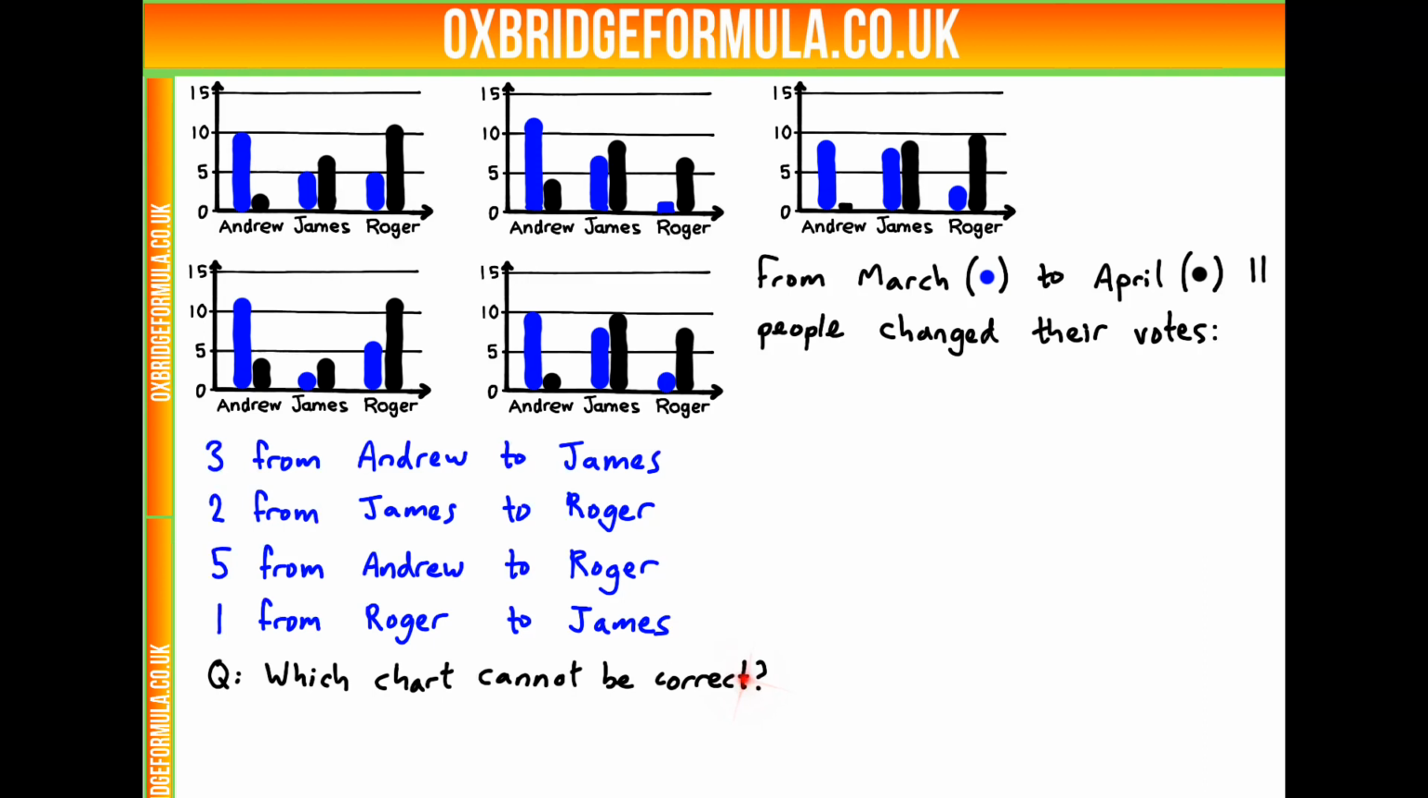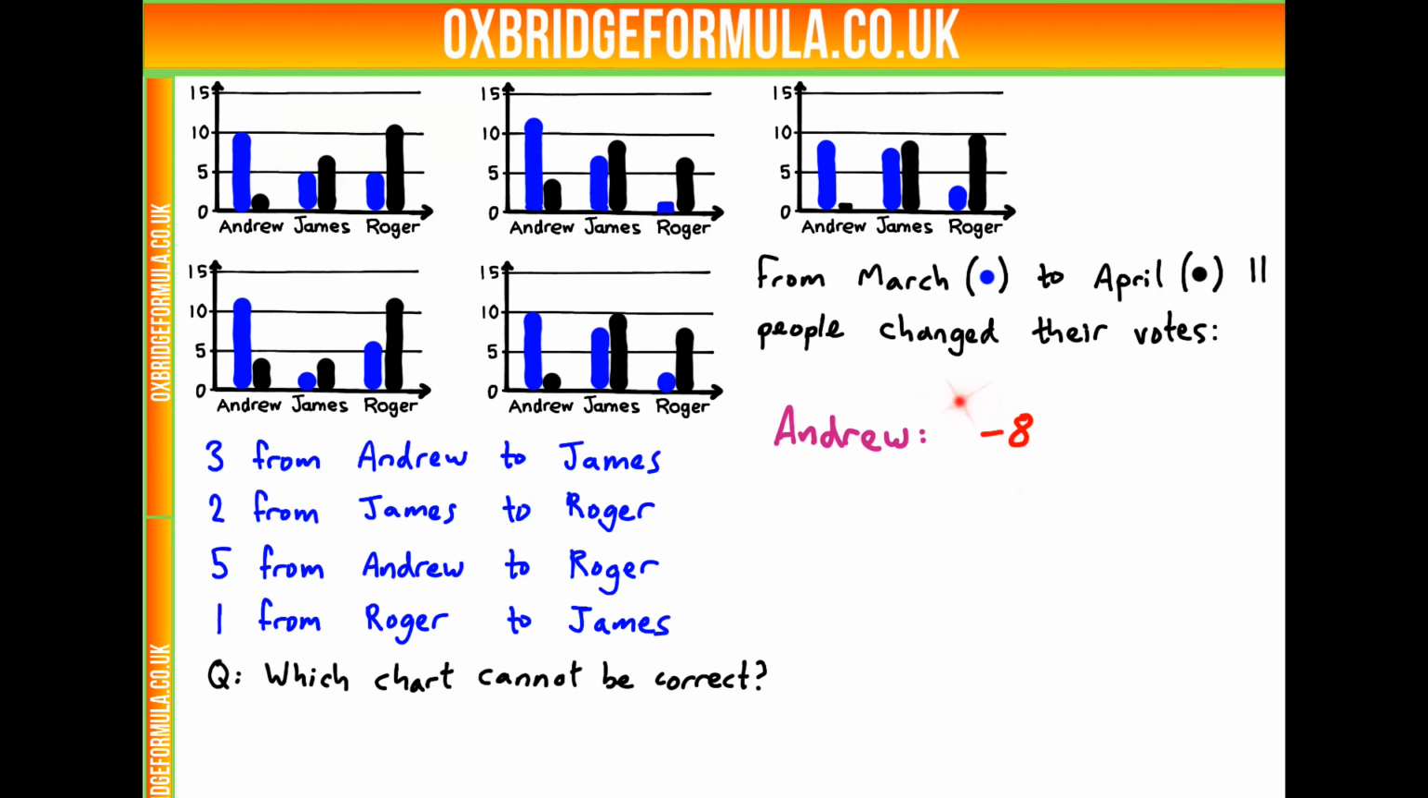So maybe we could look at, say, Andrew and think about the net change of votes for Andrew. Can we do this from this information? Well, yes, because we're told that only 11 people changed their votes and all of these changes add up to 11. So we know that all the votes are being accounted for. So what's the net change for votes for Andrew across the months? He lost 3 here and he lost 5 here. He's not gained any votes, and so he's got a net loss of 8.